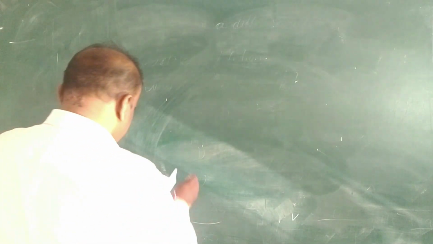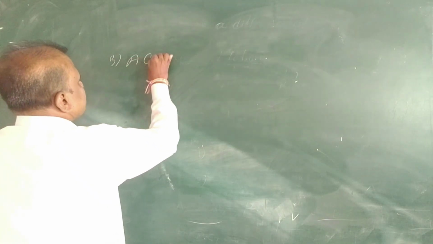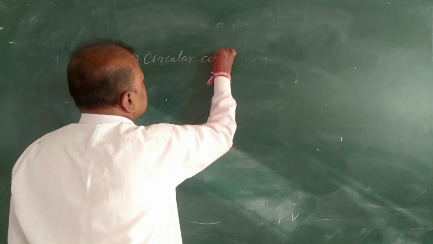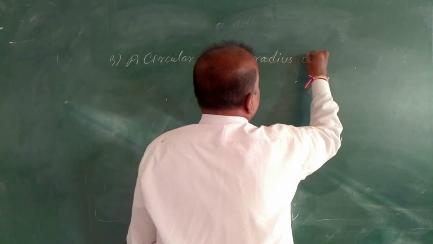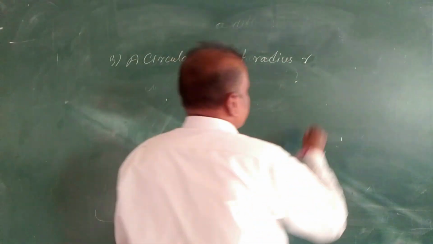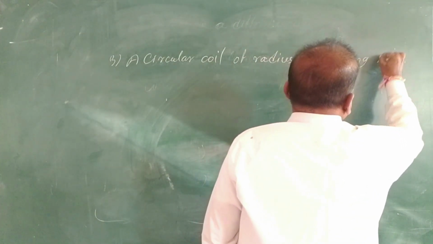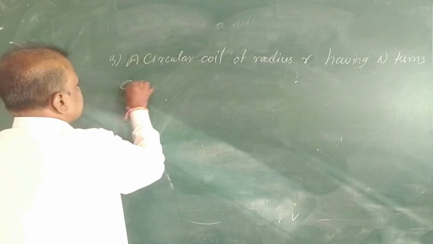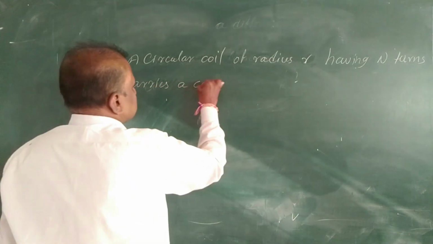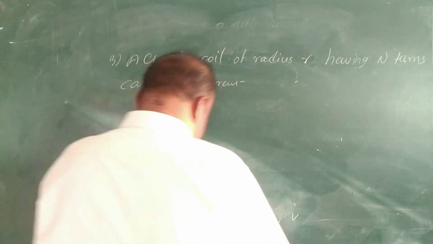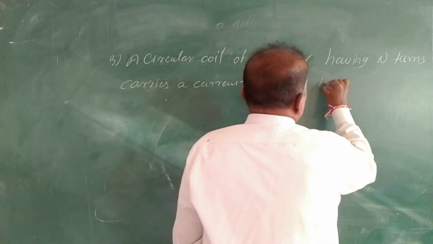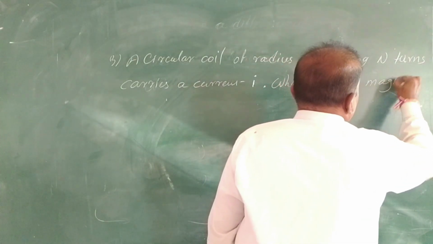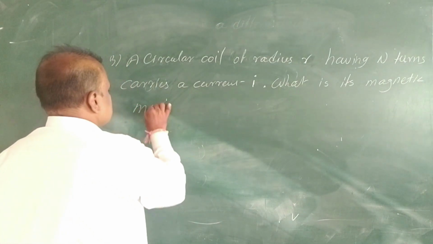Then the third question. A circular coil of radius r, having N turns, that is N number of wire windings, carries a current I. What is its magnetic moment? So this is the next question.